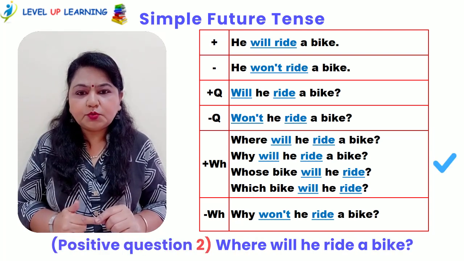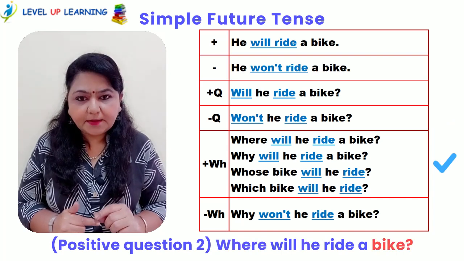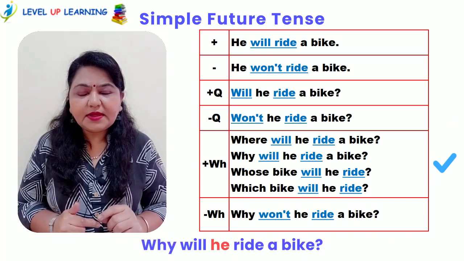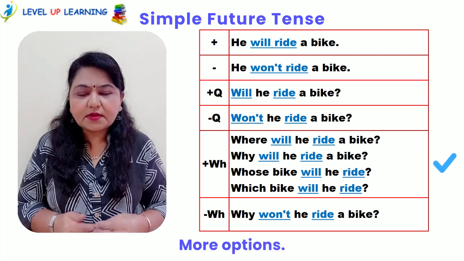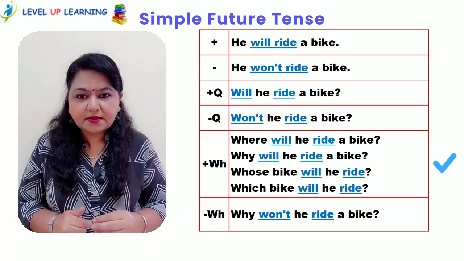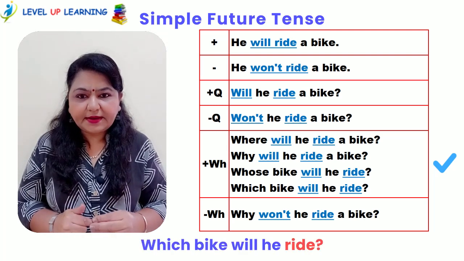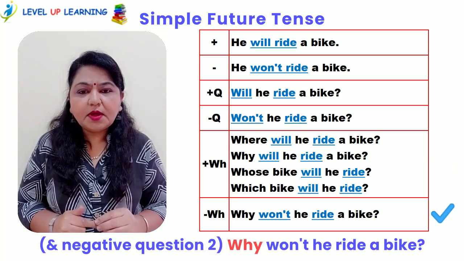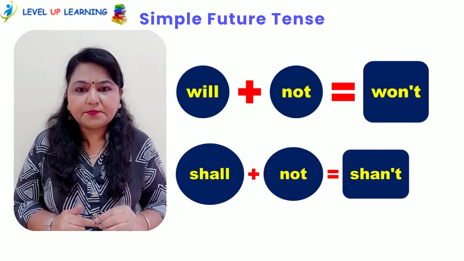Positive question 2, where will he ride a bike? Why will he ride a bike? More options. Whose bike will he ride? Which bike will he ride? And negative question 2, why won't he ride a bike?